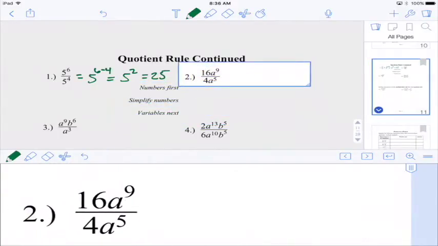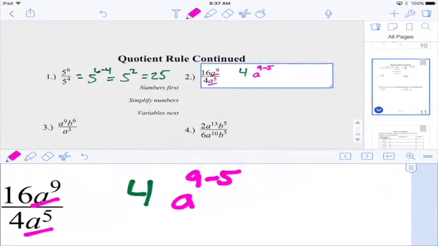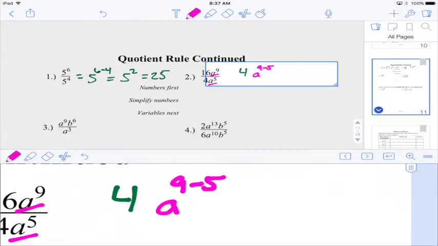Just like with the multiplication, we're going to try and simplify numbers first, then the variables. Okay? So in this one, we're going to divide 16 divided by 4. Well, 16 divided by 4 is just 4. Then we've got our variables. A to the 9th divided by a to the 5th is a to the 9 minus 5, right? We divide exponents with the same base of a, so we subtract. So our answer is 4a to the 4th.